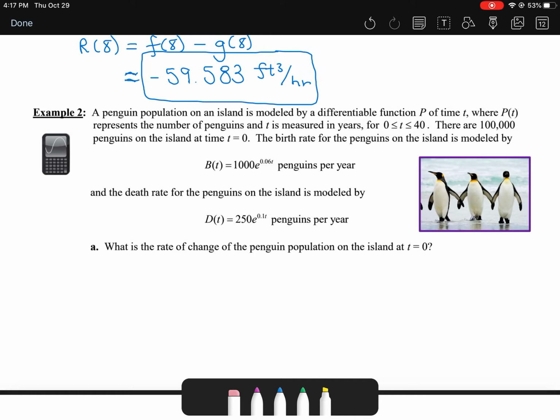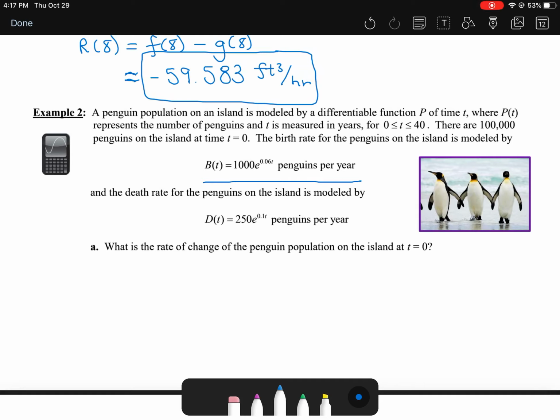A penguin population on an island is modeled by a differentiable function P of t, where P of t represents the number of penguins and t is measured in years from 0 to 40. There are 100,000 penguins on the island at time t equals 0. The birth rate for the penguins on the island is modeled by B of t. So here is your equation here.